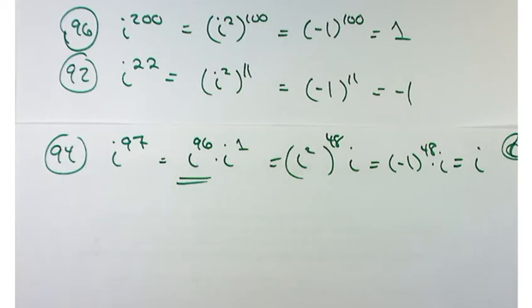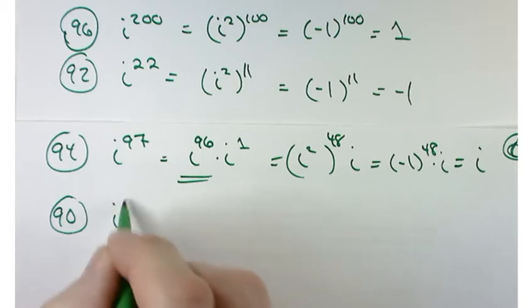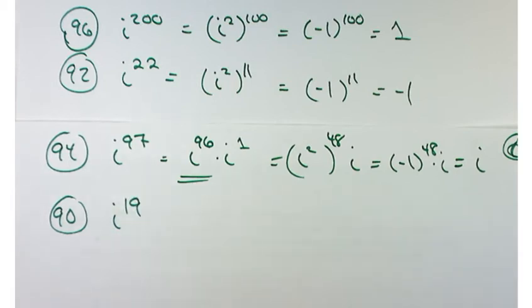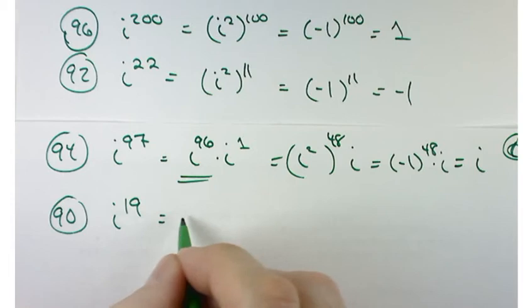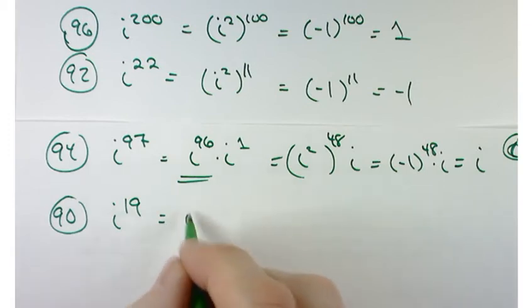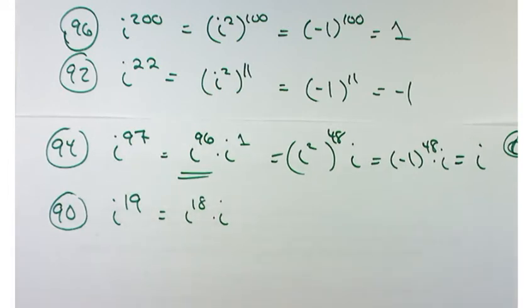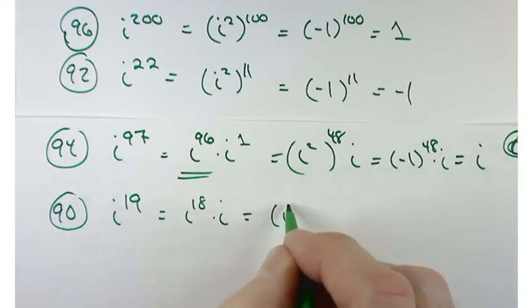So, all right, the last one then would be problem number 90, i to the 19th. How should we start this one out? 19 is not a nice even number like the first two. Thank you, Deja. i to the 18th times i. Nice. Now that i is just going to come along for the ride the rest of the way.